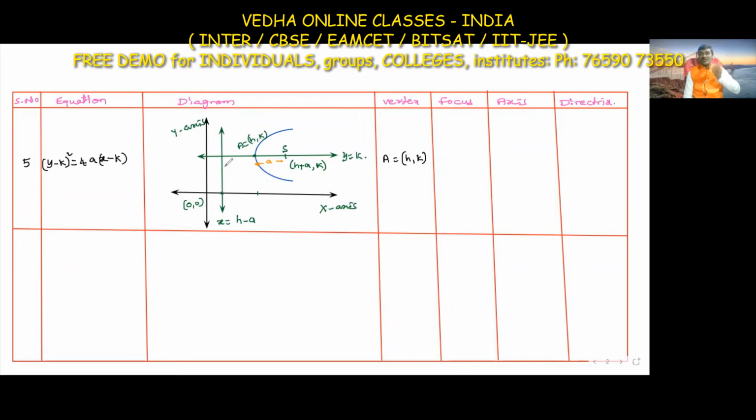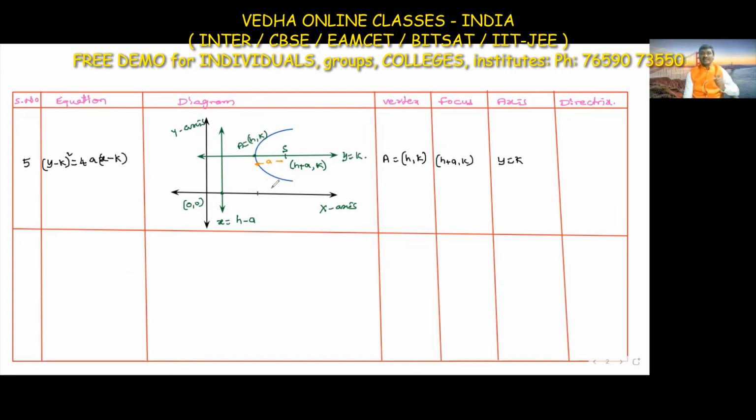Okay, that is only x is equal to h minus a line. So what is the vertex here? The vertex is (h, k). What is the focus? The focus is (h plus a, k). And what is the axis of the parabola? y is equal to k is the axis of the parabola.